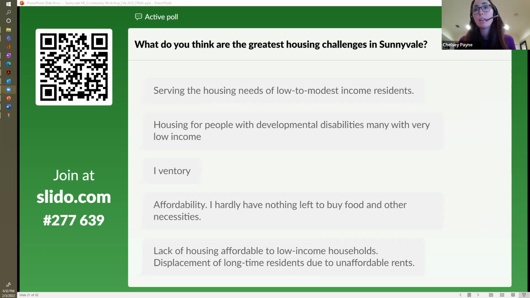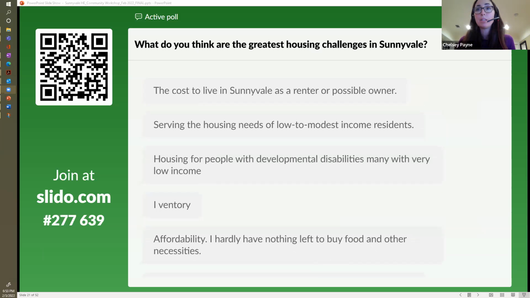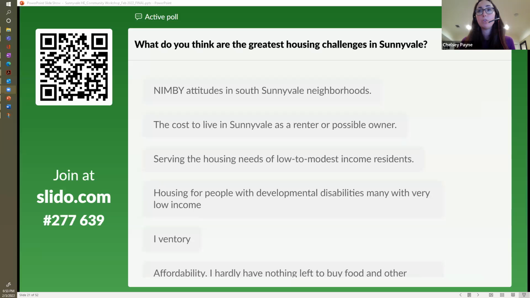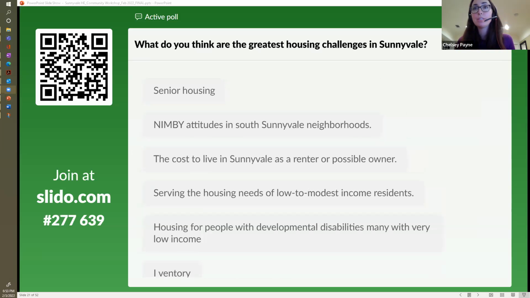Inventory, housing for people with developmental disabilities, many with very low income. Serving the housing needs of low to modest income residents and the cost to live in Sunnyvale as a renter or possible owner. NIMBY attitudes in South Sunnyvale neighborhoods, senior housing.